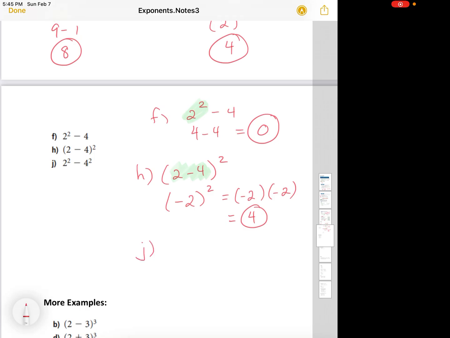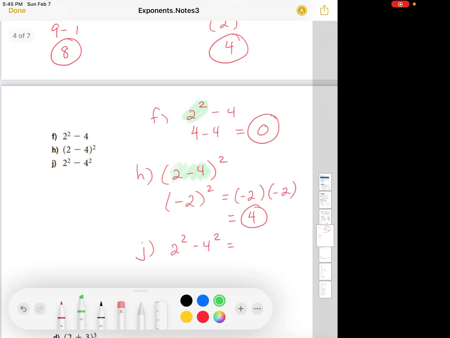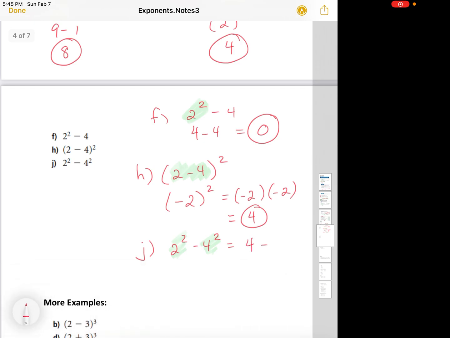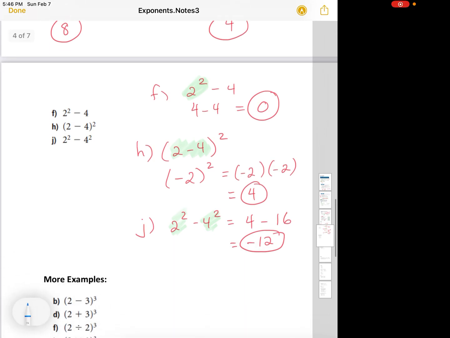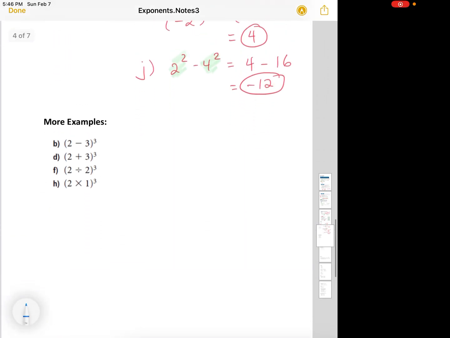And then J, 2 squared minus 4 squared. Well, I can do each of these first before I subtract. 2 squared is 4. 4 squared is 16. So this will be negative 12. Okay, so you can see they're all 2's and 4's. It's just that arrangement that's going to lead us to different answers. Got a few more examples here.